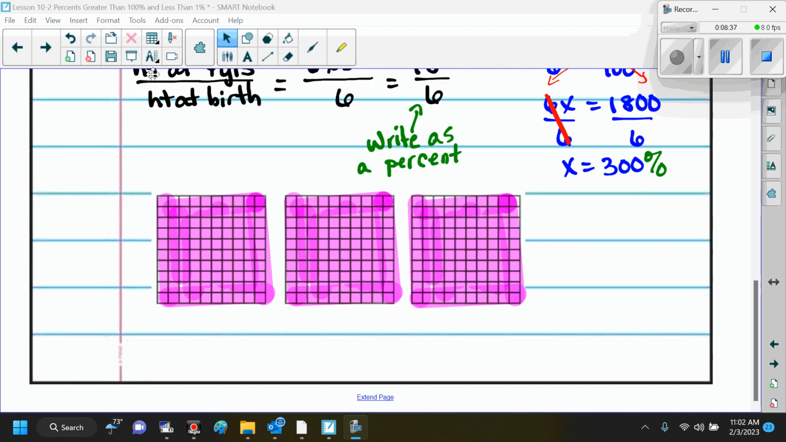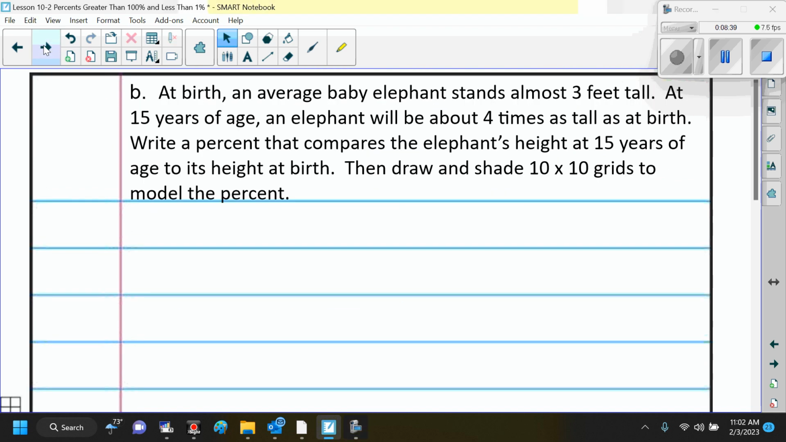So I would like for you to take a minute or two to complete this one with your table partners. This one says, at birth, a baby elephant stands almost 3 feet tall. At 15 years of age, an elephant will be about 4 times as tall as at birth. Write a percent that compares the elephant's height at 15 years of age to its height at birth. Then draw and shade 10 by 10 grids to model the percent.